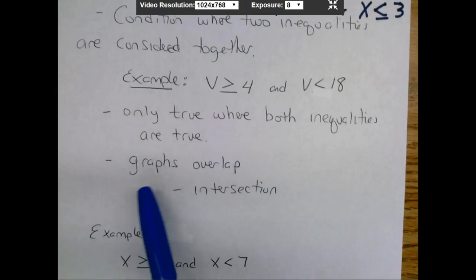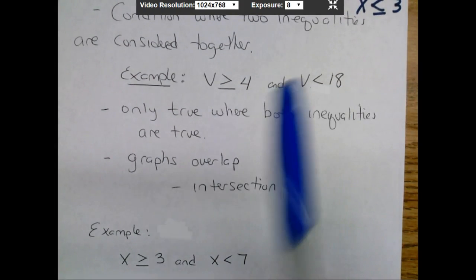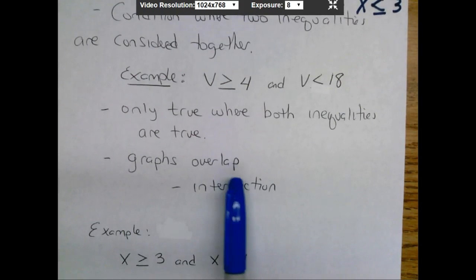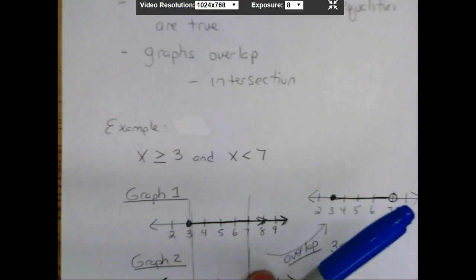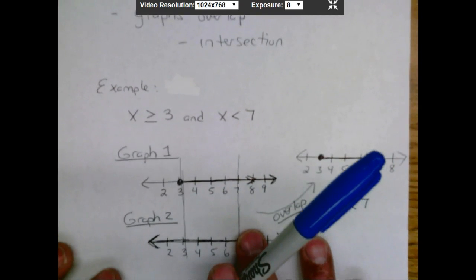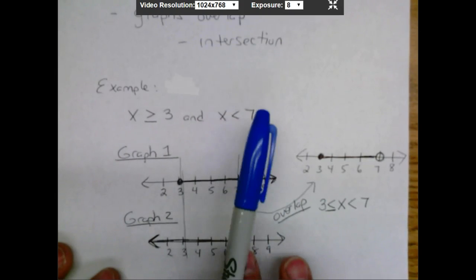Okay. And then what we're going to do is graph each one of these, this first one and this second one, and we're going to look for the overlap. We're going to find the intersection where they overlap, and that's where it's going to make both of them true. So if we look at an example, here we have x is greater than or equal to 3, and x is less than 7.